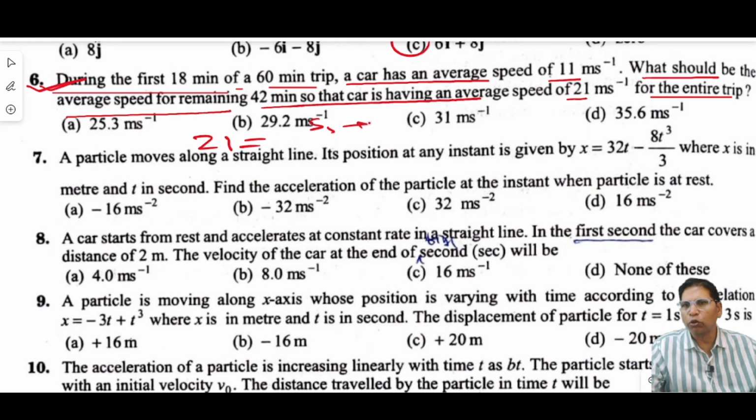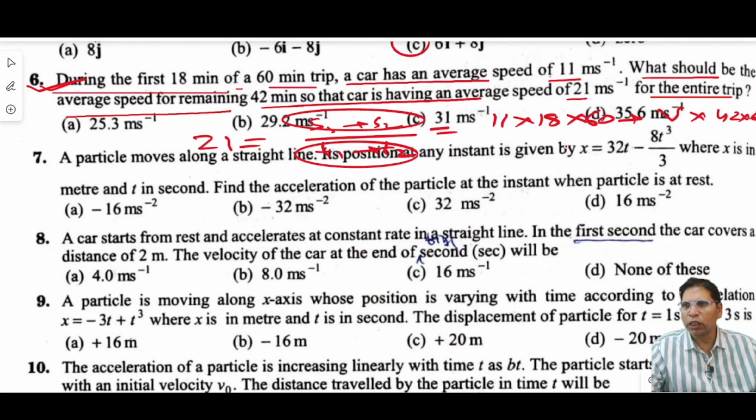So this is (S1 plus S2) divided by (T1 plus T2), total distance divided by total time taken. S1 is 11 into 18 into 60, plus V into 42 into 60, divided by total time, 60 into 60. Now this 60, this 60 and this 60 cancel out. So it is (11 into 18 plus V into 42) divided by 60.